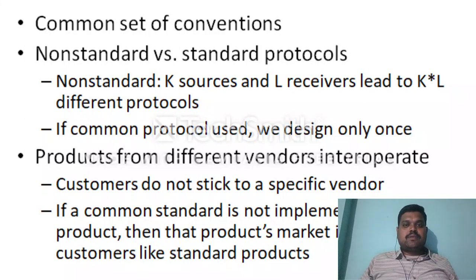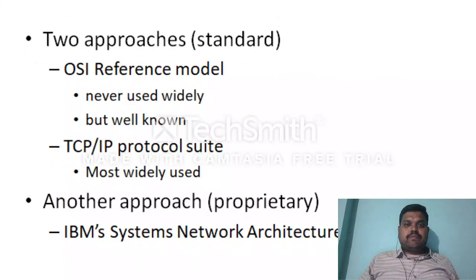right? So there are basically two standard protocol architectures that exist. One is the OSI reference model, and the second one is the TCP/IP protocol suite, right? The TCP/IP protocol suite is most widely used because it was introduced way before the OSI model, right? TCP/IP was introduced in the late 1950s, whereas the OSI model was introduced in the 1980s, right?